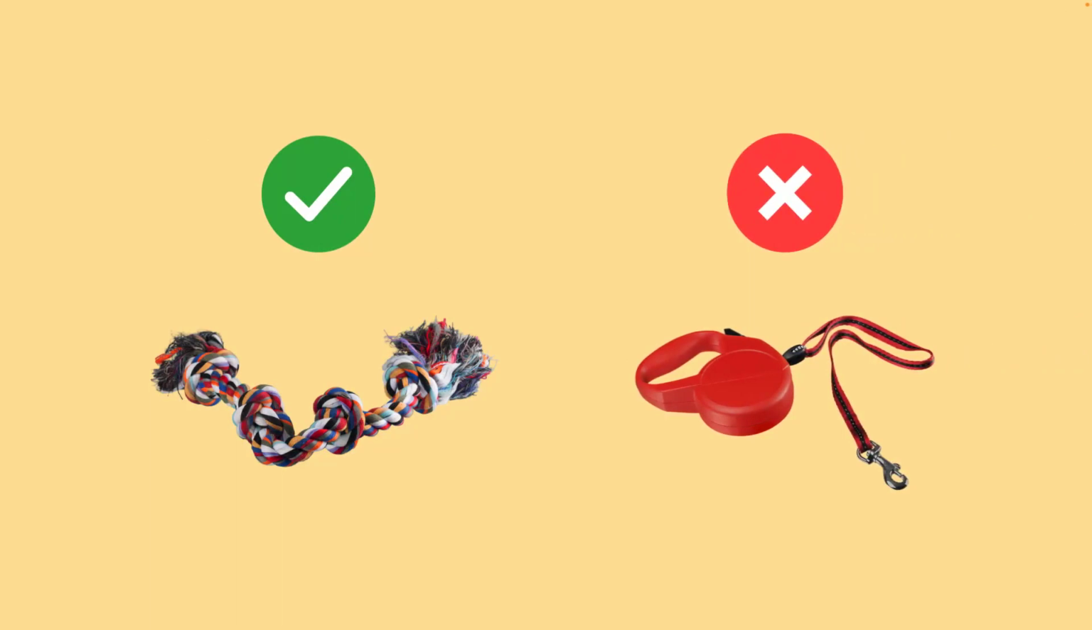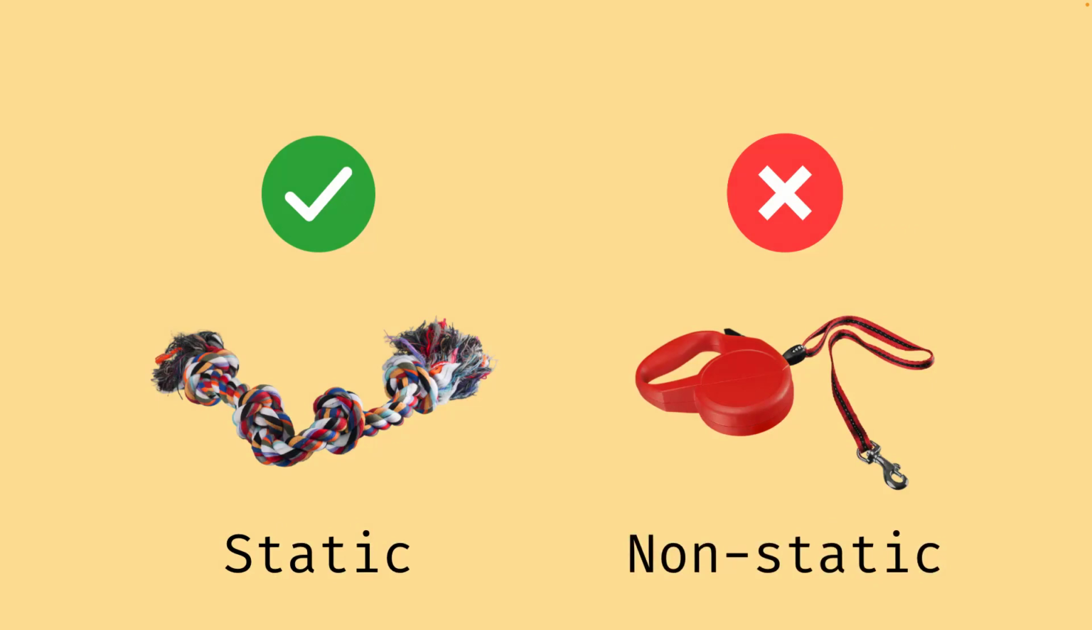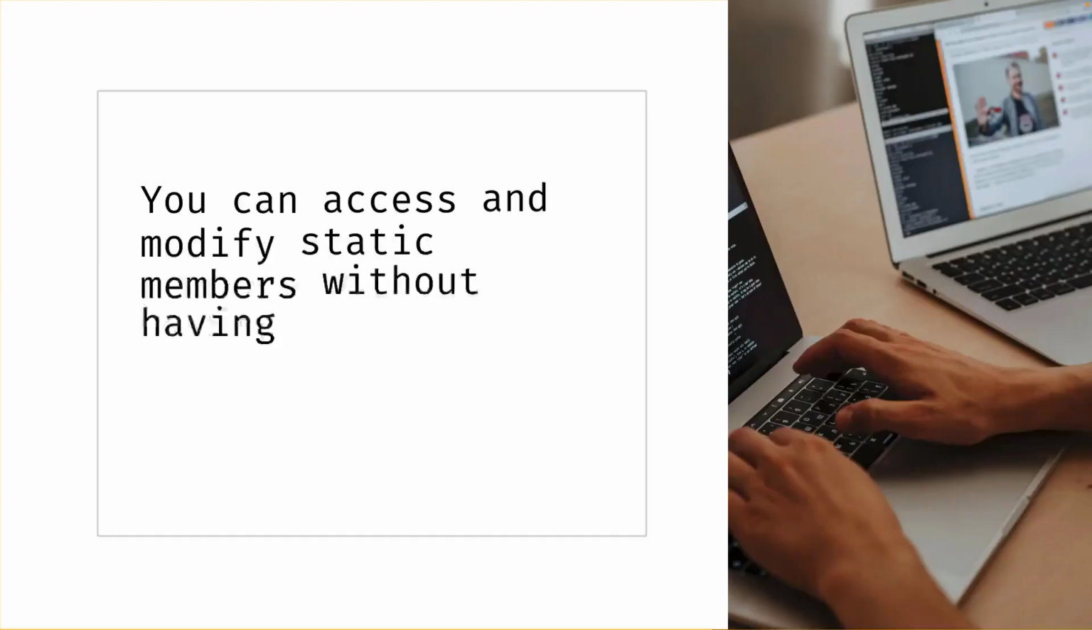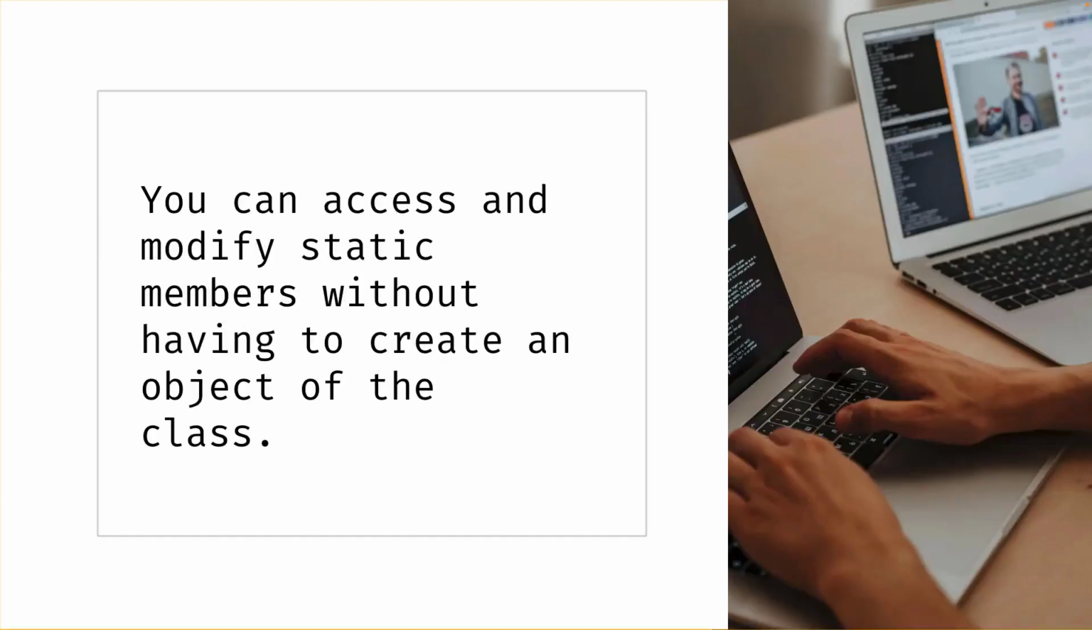This method really belongs to the instance. In other words, you need a puppy for this. So getting things for the puppy can be considered static. And walking the puppy can be considered non-static. We need the instance to be able to do this. Having static members means that you can access and modify static members without having to create an object of the class.